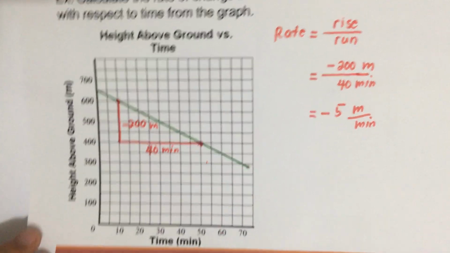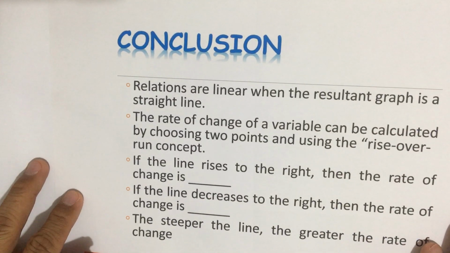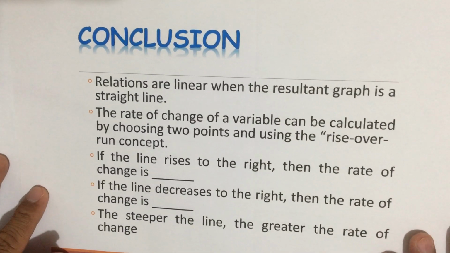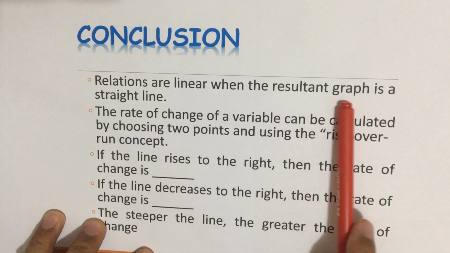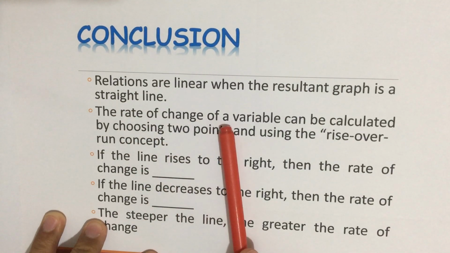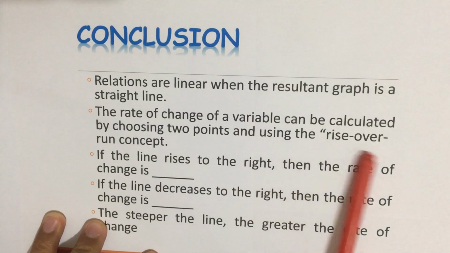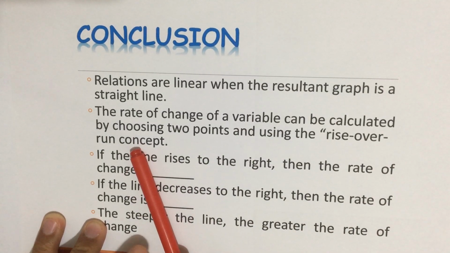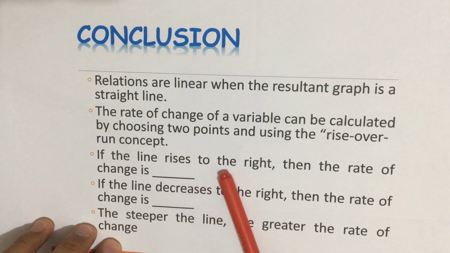Now, in conclusion, this is our conclusion, class. Relations are linear when the resultant graph is a straight line. Then the rate of change of a variable can be calculated by choosing 2 points and using the rise over run concept.